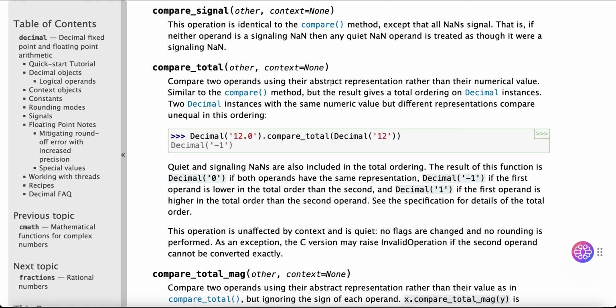Compare total, other, context equal to None. Compare two operands using their abstract representation rather than their numeric value. Similar to the compare method, but the result gives a total ordering on Decimal instances. Two Decimal instances with the same numeric value but different representations compare unequal in this sort ordering. Decimal 12.0 dot compare_total Decimal 12.